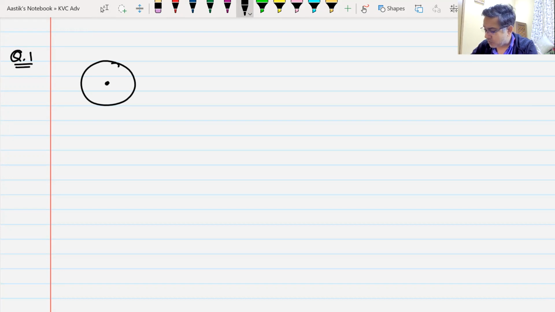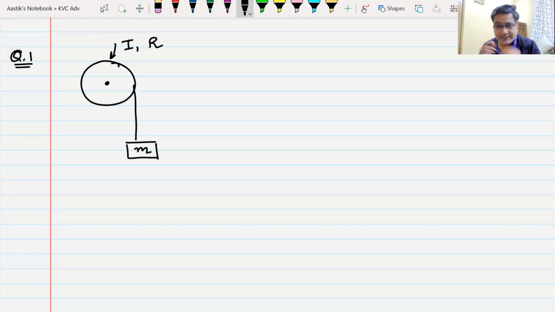This is a disk whose moment of inertia is given as I and whose radius is given as R. So we'll just solve this question and then we'll move ahead. A body of mass m is hanging on this disk by a rope which is wound on this disk, and there is no slipping between the disk and the rope.